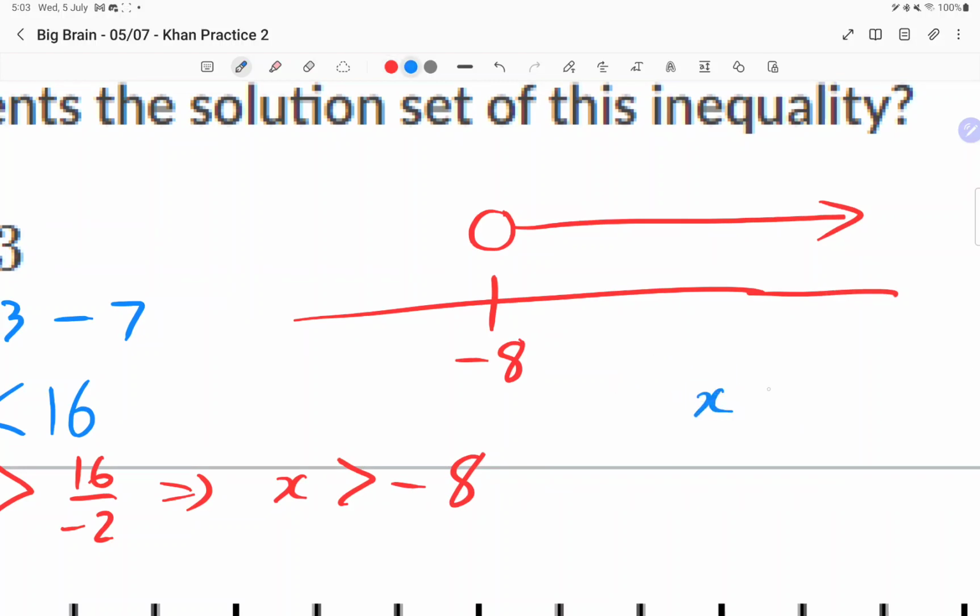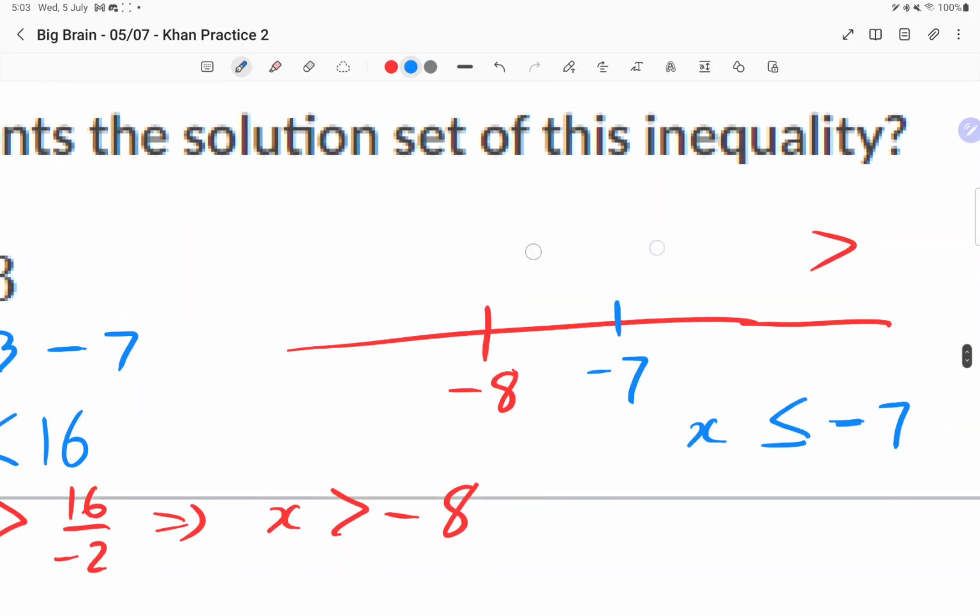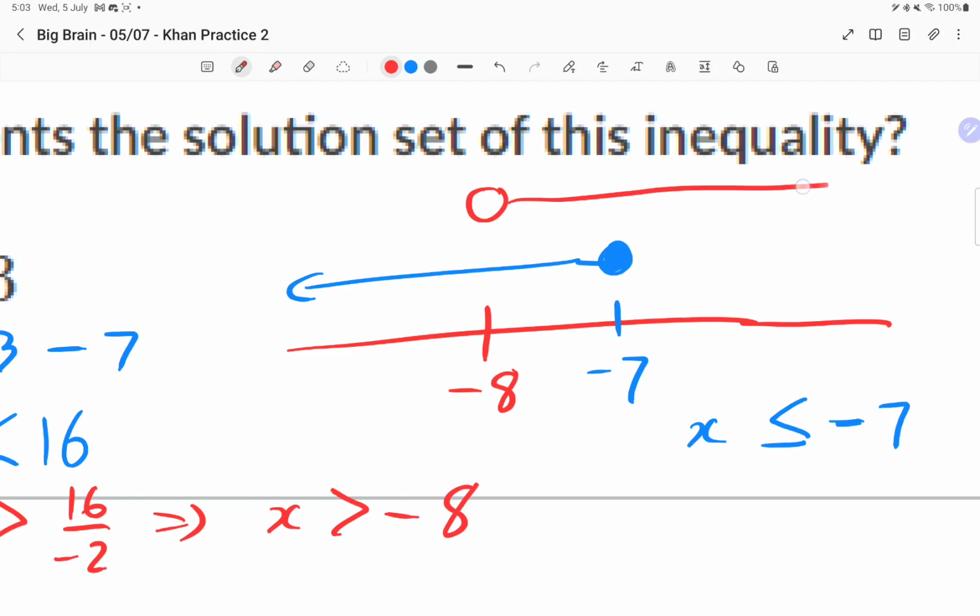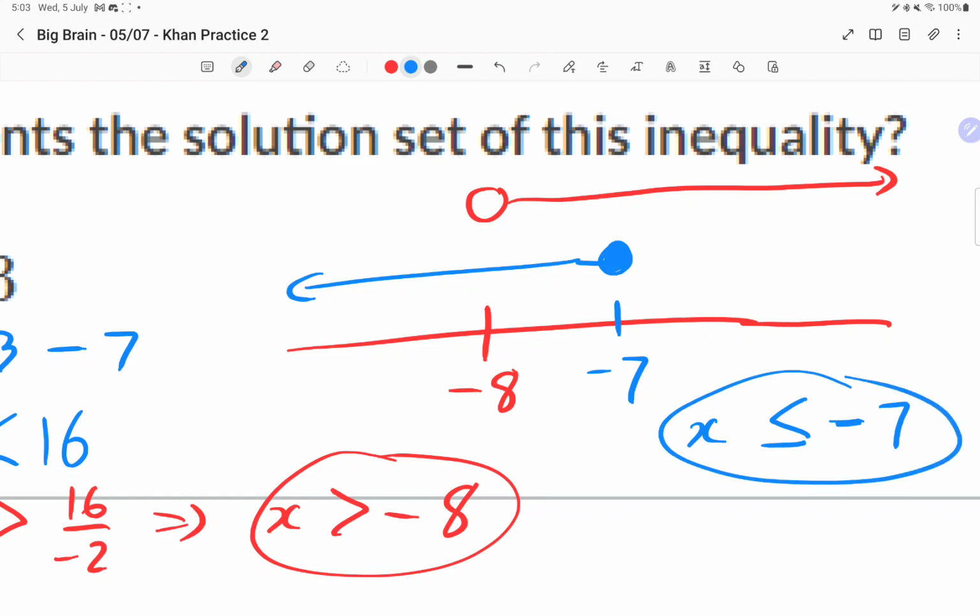I'll show you a different expression here. Let's say x is less than or equal to negative 7. Let's say you have negative 7 here. I would represent that by less than, so the arrow must go this way, less than negative 7. But because it can be equal to negative 7, I will put a solid dot here as opposed to the hollow dot from before. So the red one represents x more than negative 8. The blue one represents x less than or equal to negative 7.